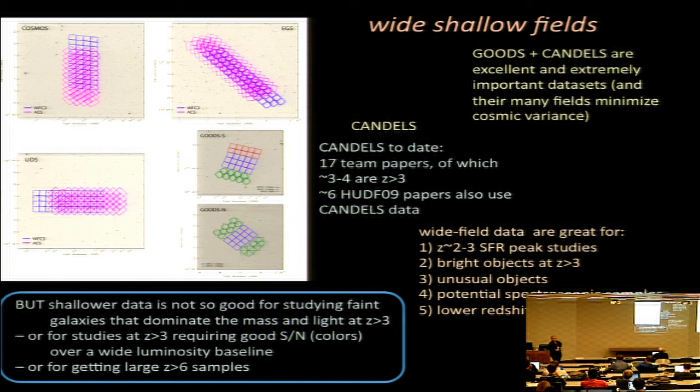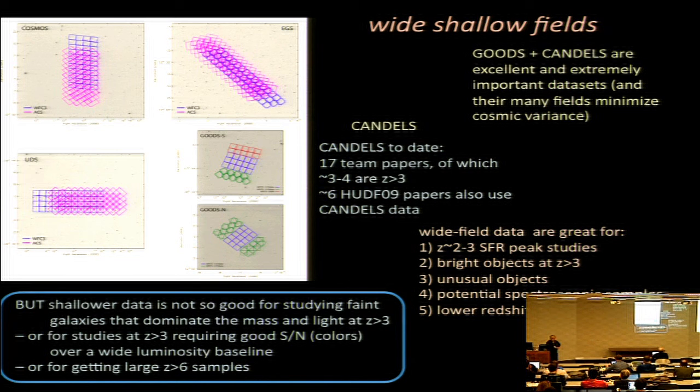Wide field data is great. We're enthusiastically in there. I think we have 6 papers involved. The CANDELS team is working hard on this with a whole bunch of papers. It's wonderful data sets, and it does a whole lot of stuff really well. But what it doesn't do is really deep observations for probing the luminosity function, faint galaxies, very high redshift. So it's a wonderful data set, but it's not all that's needed.